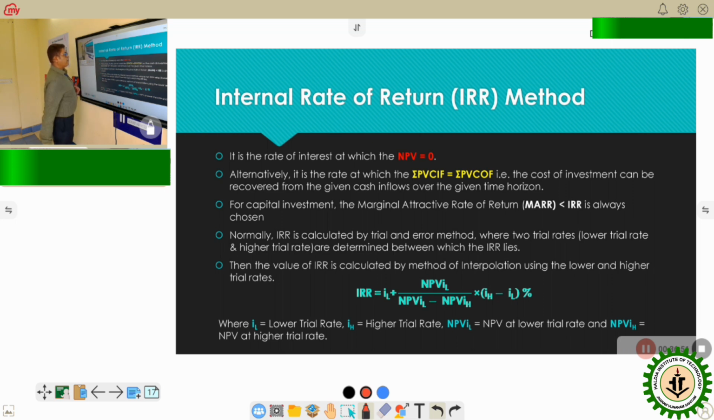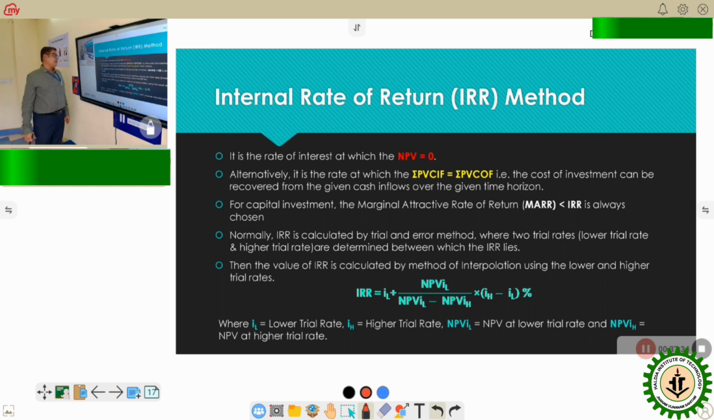Now internal rate of return. Internal rate of return is a limiting case. That means when the present value of cash inflow is equal to the present value of cash outflow, or say simply NPV is equal to 0, the rate at which this relation is established, we say that rate to be the internal rate of return. So internal rate of return is the rate at which NPV is equal to 0, or we alternately say that the present value of cash inflow is equal to the present value of cash outflow.